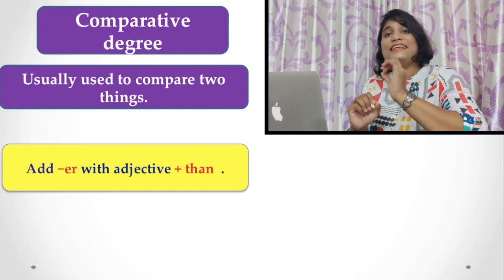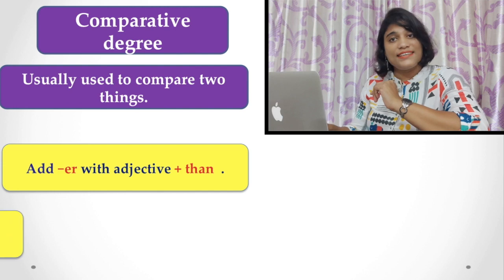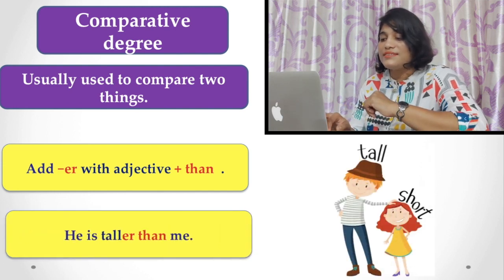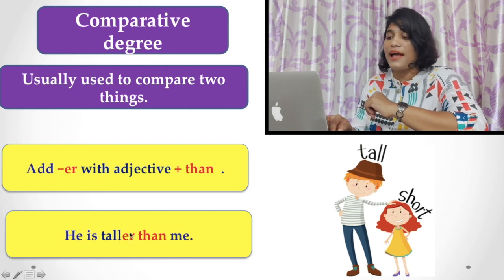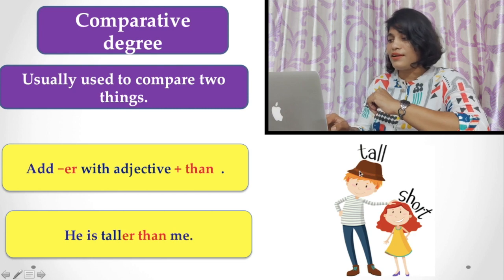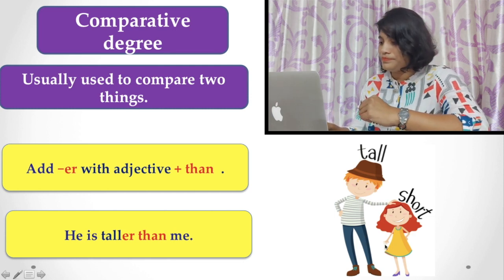You have to add er to the adjective and then use than. Let's see the example. He is taller than me. What do you see here? Tall is the adjective and I have to use er in order to make it comparative degree, and you have to use than. After that comes the object. You find that one is tall and the other is short, and while describing the girl, he is saying, see, he is taller than me.